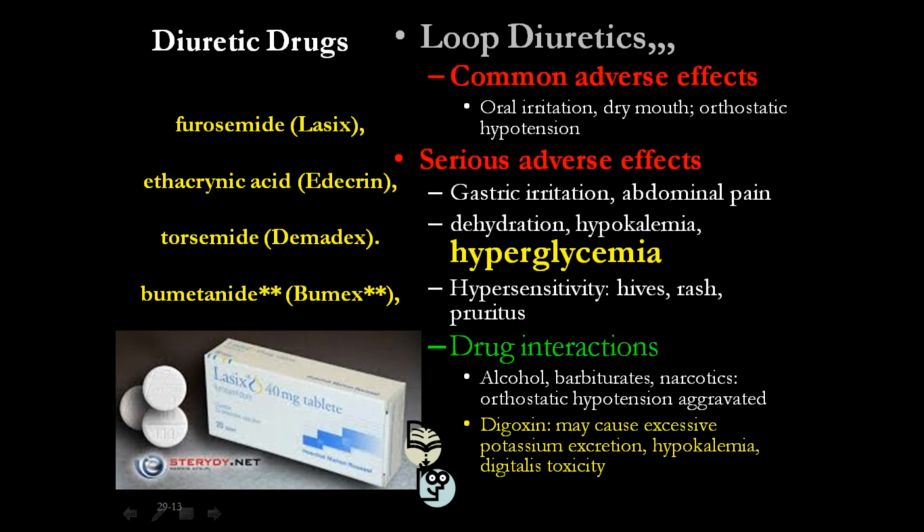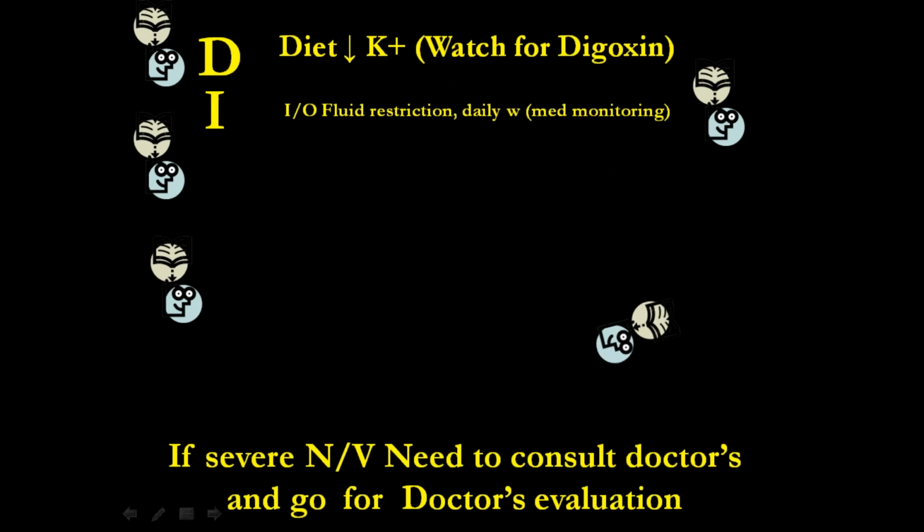Here, as we are going to repeat many times, the ones that produce hyperglycemia are loop diuretics, thiazides, and osmotic diuretics. So that is one of the things. Because the loop diuretics make you lose potassium in huge amounts, you have to be very careful with the interaction between digoxin and the loop diuretics. They can produce hypokalemia, and they can lead to digitalis toxicity.